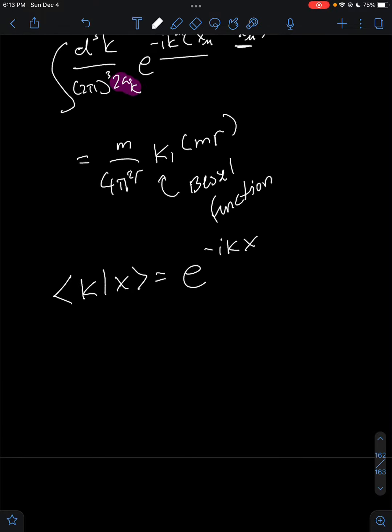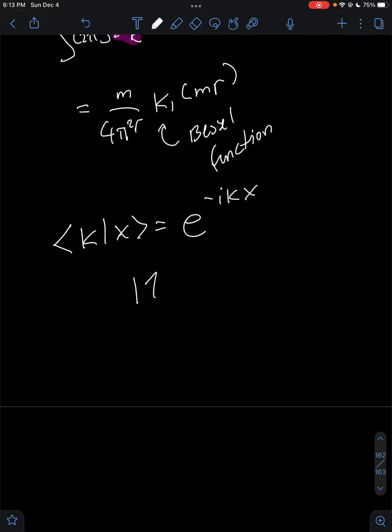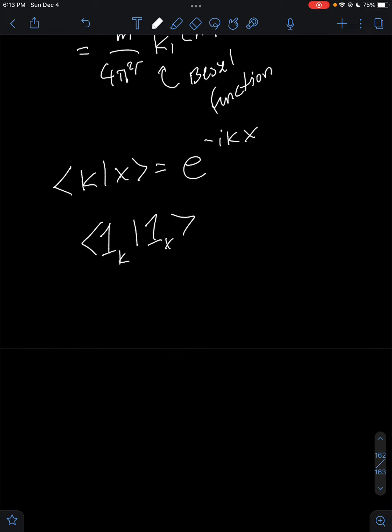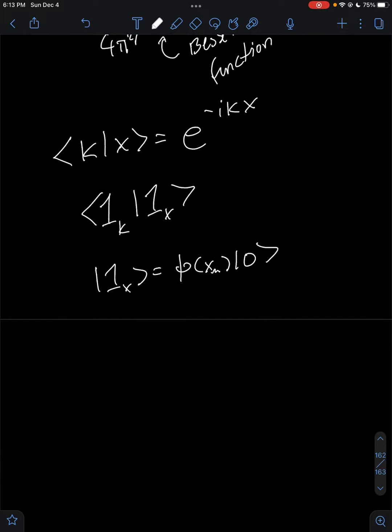So what happens when we have |x⟩ acting on |0⟩, where |x⟩ is going to be our field acting on the vacuum state, which again is not a true positional eigenstate? We're still going to write it as |x⟩ because it's just for convenience, but it's not truly an eigenstate. But what happens when we do this in quantum field theory? What's the analog here?